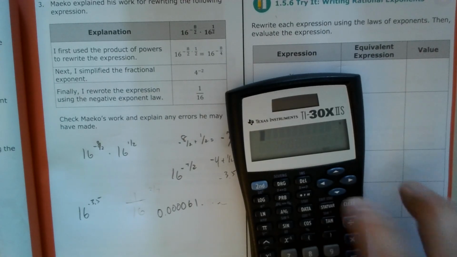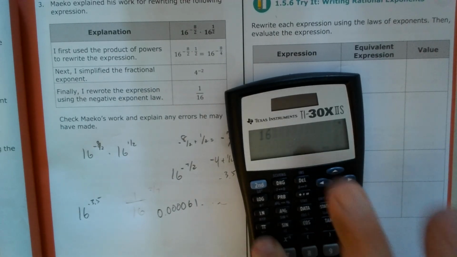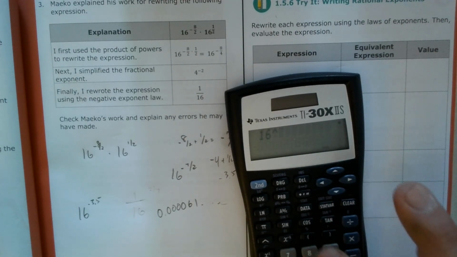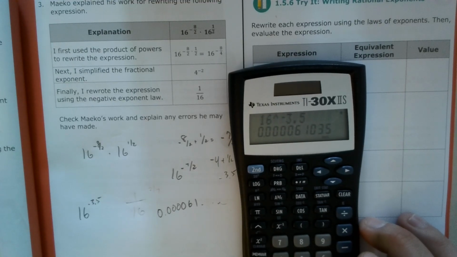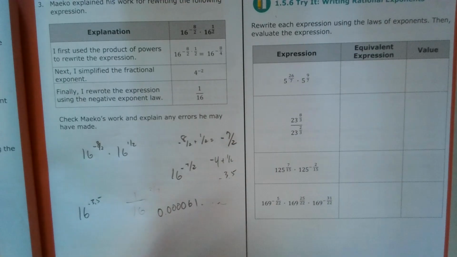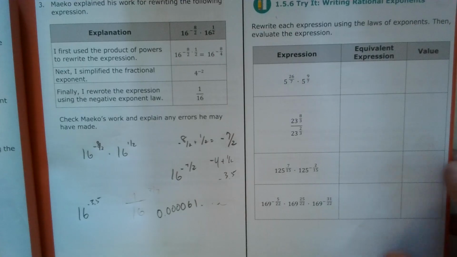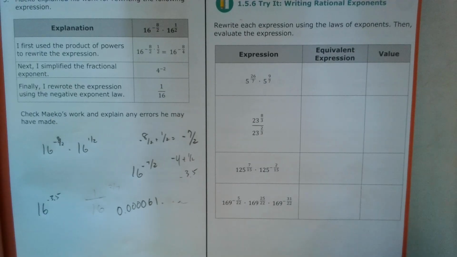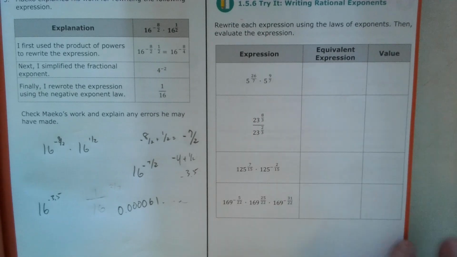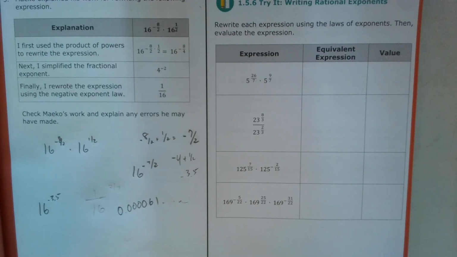And when you do that, so 16 to the -3.5. See that 0.0000061. So that was right. We just took it a little too far there. My apologies. Okay, try it on page 31. You guys are going to do this. We're going to go over this tomorrow in class, and we're going to start with this, the wrap up, so you guys kind of have a little preview.